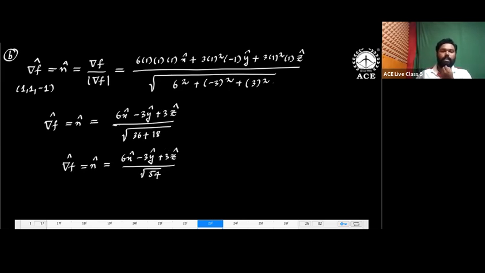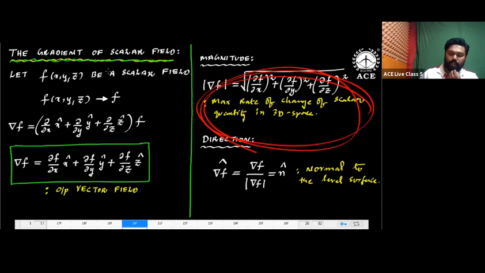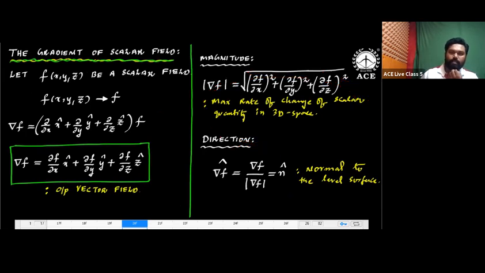Okay, so what is the interpretation of the gradient? This is the interpretation of the gradient. What is the magnitude of the gradient giving? The maximum rate of change of a scalar quantity in three-dimensional space. And the direction is normal to the level surfaces. Clear? Yes.